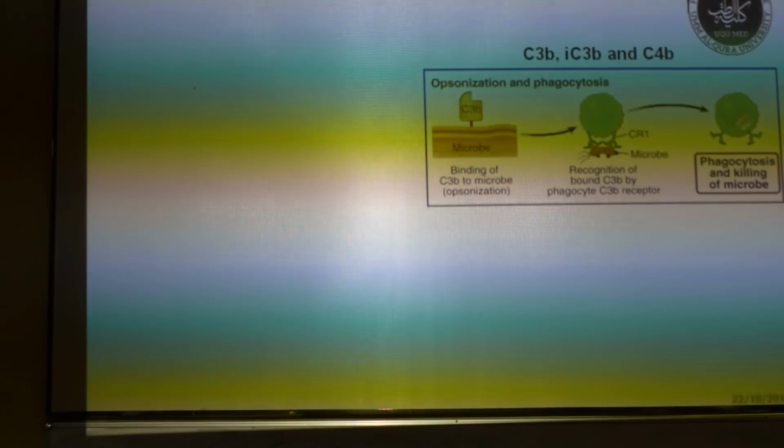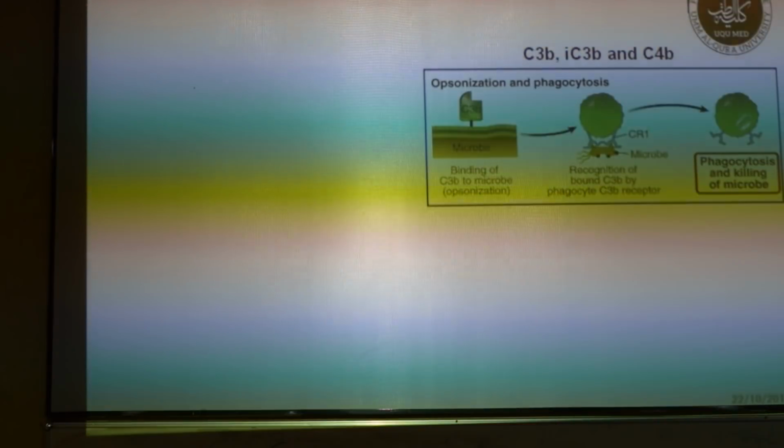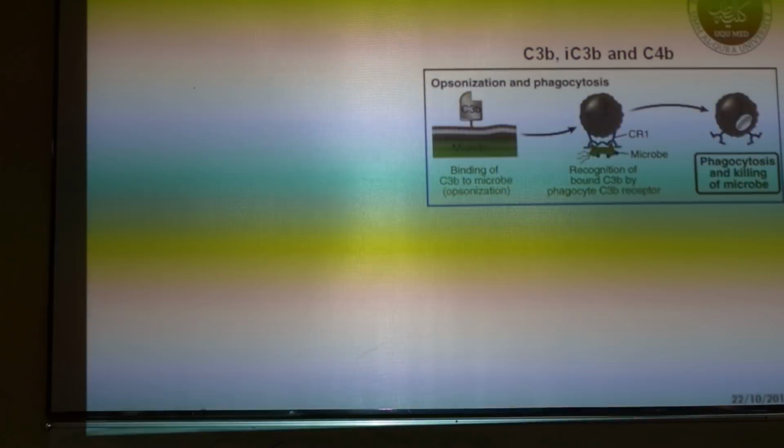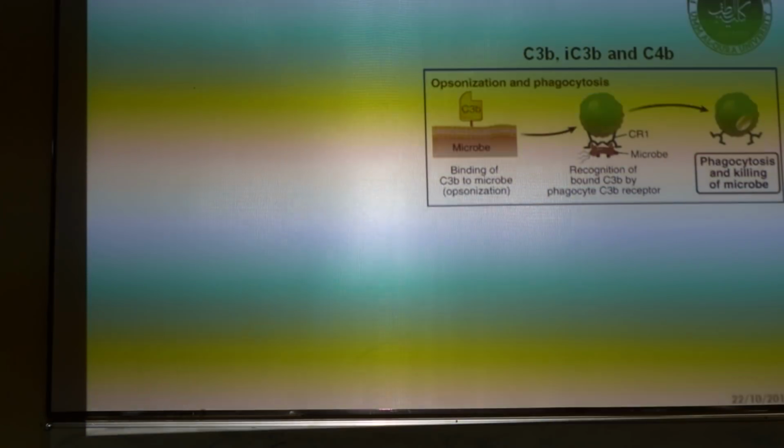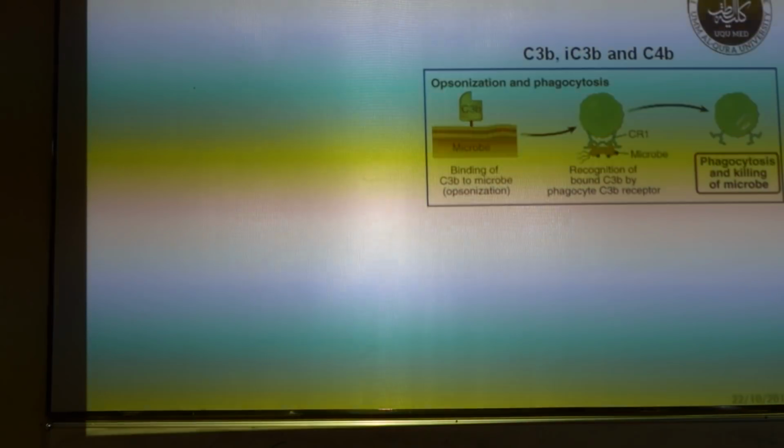So one function of the complement we saw is MAC formation. Another function of the complement is as an anaphylatoxin: increase in permeability, vascular dilatation, bronchoconstriction or smooth muscle constriction, and chemotaxis, calling other immune cells. Then it has another function which is called opsonization. Have you heard of opsonization? Very good. Opsonization is simply called tagging.